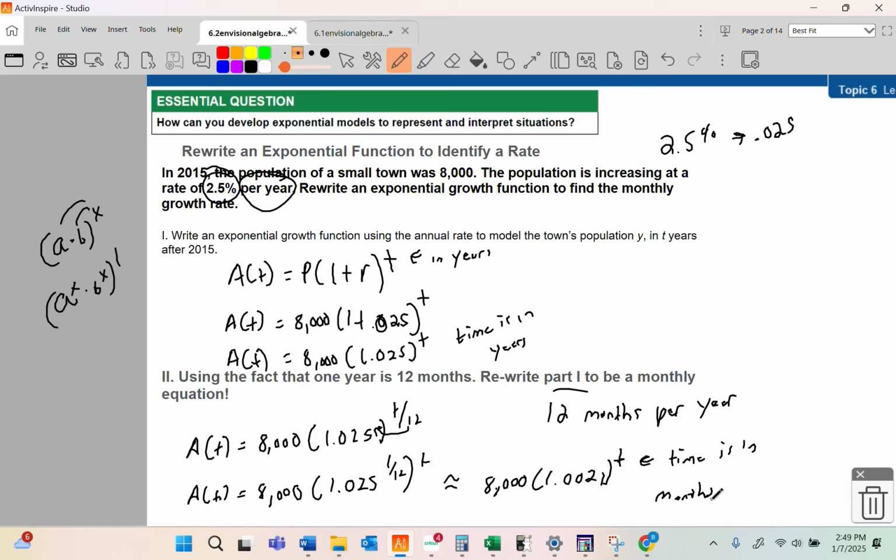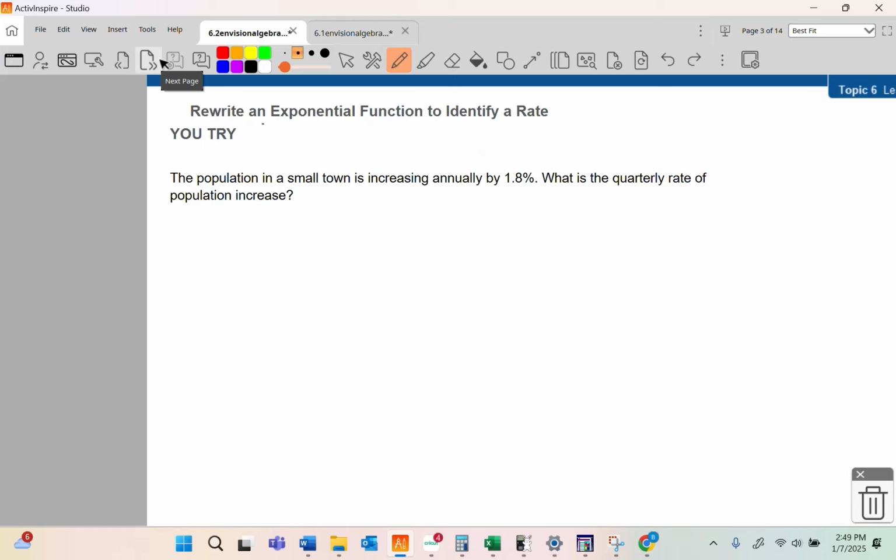All right, moving forward. That is a you try it. Quarterly, there are 4 quarters in a year. You do the rest of it.